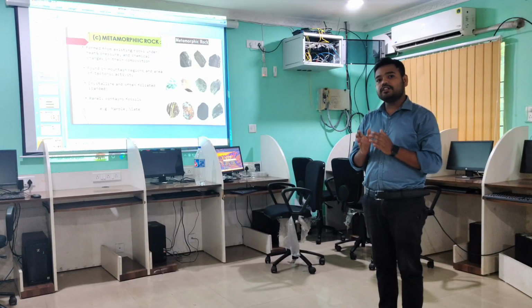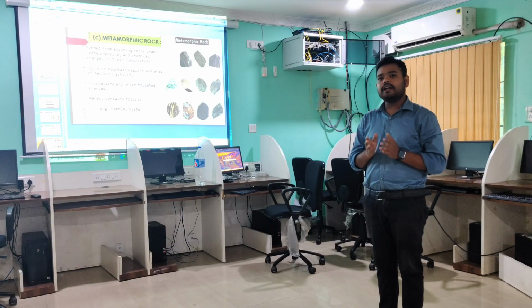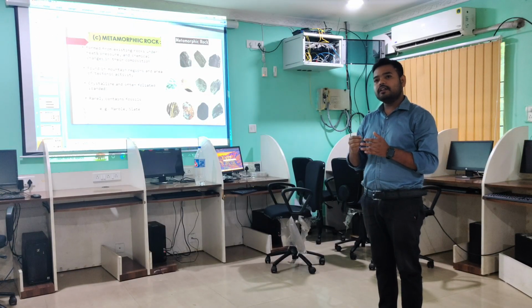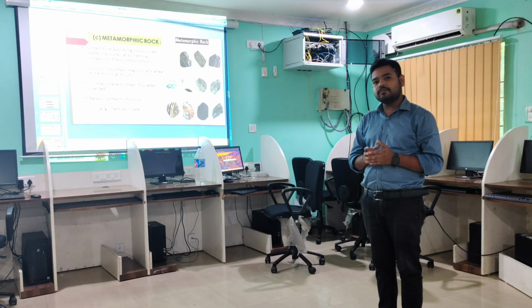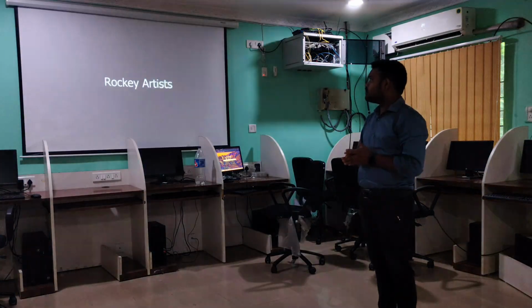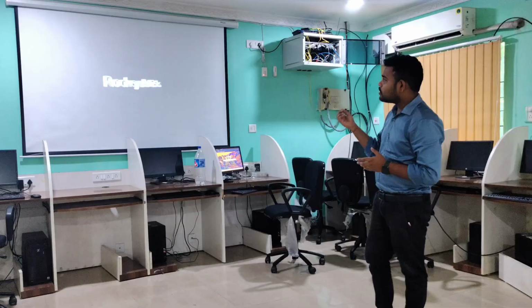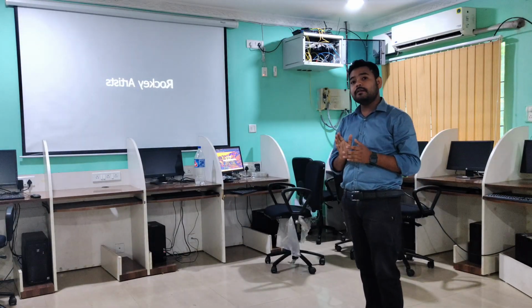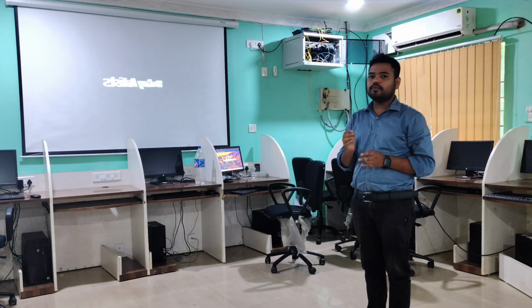The pre-existing rocks, like igneous rock and sedimentary rock, undergo the process of metamorphism to form a metamorphic rock. Examples of metamorphic rock are marble, slate, gneiss, charnockite and pegmatite. These are different types of metamorphic rock. Pegmatite is called a mixed rock, that means it is of both igneous and metamorphic origin.